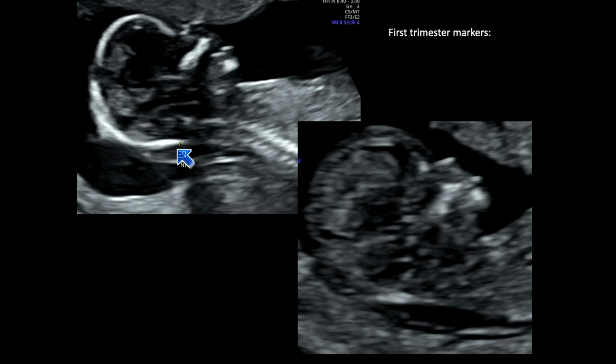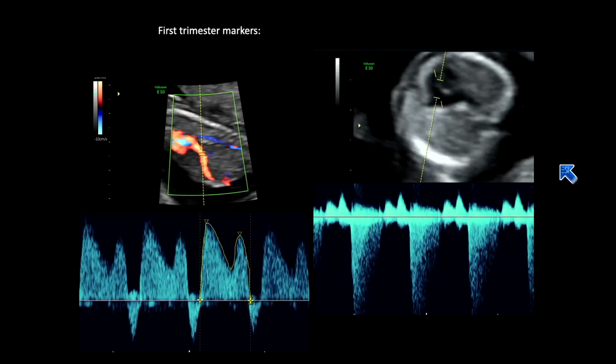Nuchal translucency screening was a potent predictor, not just for aneuploidy itself, but also for an increased risk of CHD. Here is a fetus again with an absent nasal bone. The nice part about these markers, I mean, that's the good part about NIPT, right? A low risk NIPT means we really don't have to stress about an absent nasal bone and kind of ascribe that to, well, it's more common in the African American population, the Asian population. So some of these findings are really well addressed by NIPT.